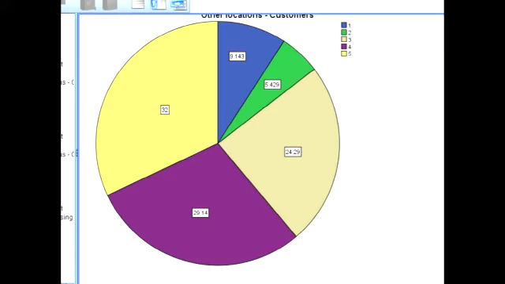A pie chart can be a strong graphical representation of categorical data with few categories. However, the more categories we include in a pie chart, the harder it is to compare. It is also rather difficult to compare data across different pie charts.